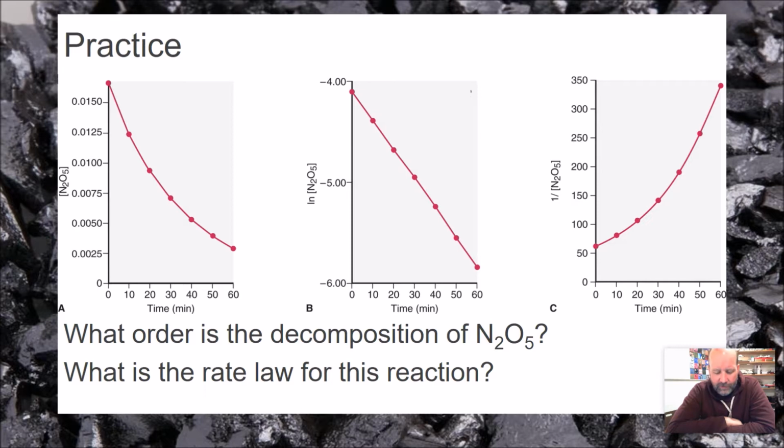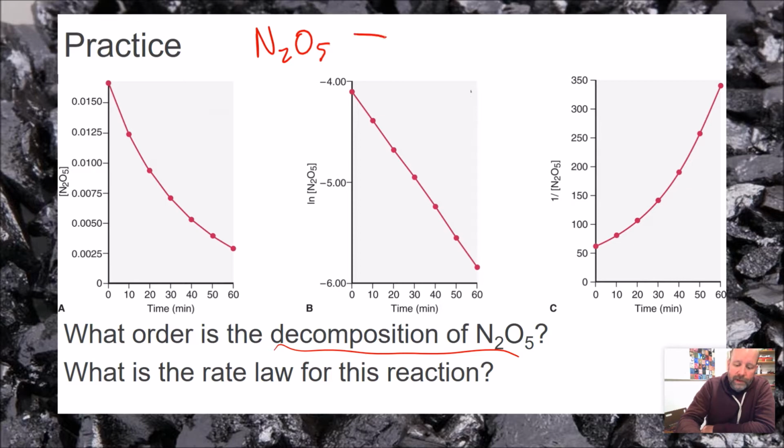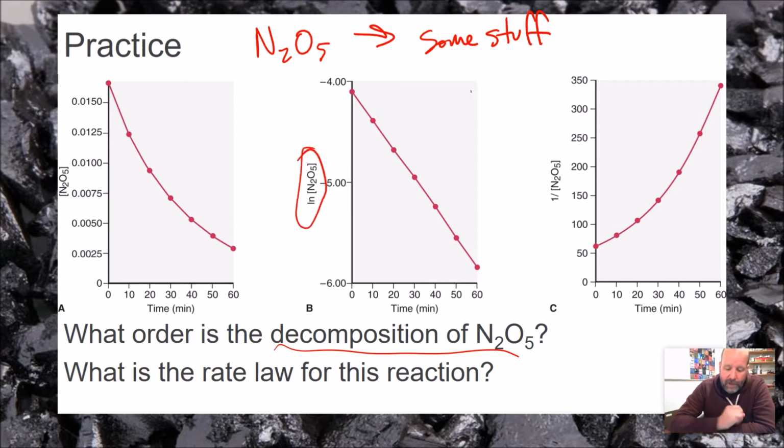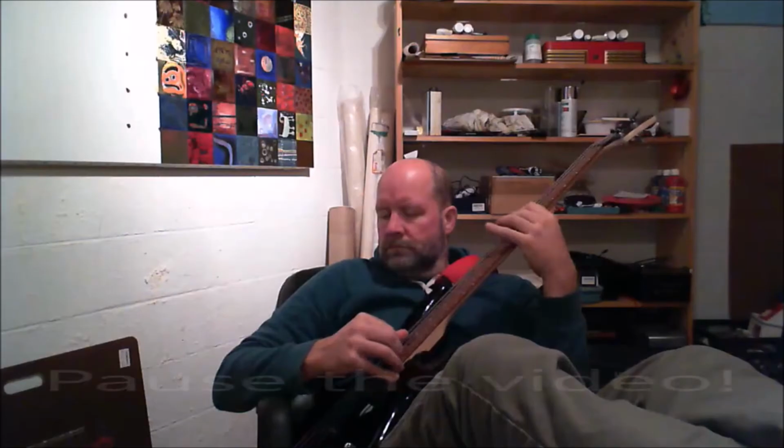So we're not going to ask you for K here, but we will ask you for the rate law. And you should be able to do that once you have the order and the type of reaction. So this is decomposition of N2O5. So that's N2O5 turning into some stuff. Maybe it's just nitrogen gas and oxygen gas, who knows? But we know what order it is because my y-axis right there tells me it's first order. So you should be able to write the rate law. I think it'd be a good practice. Pause the video right now and try it.